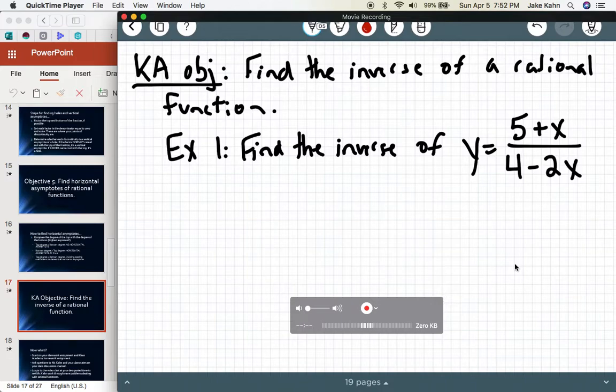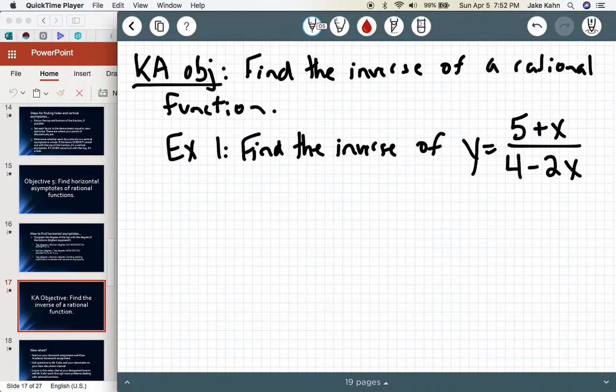If you want to find the inverse of a rational function, we are going to follow the same steps as what you did last week when you were finding inverses. But there is this one little tricky step that pops up, and I want to make sure that you understand how to do that, okay?